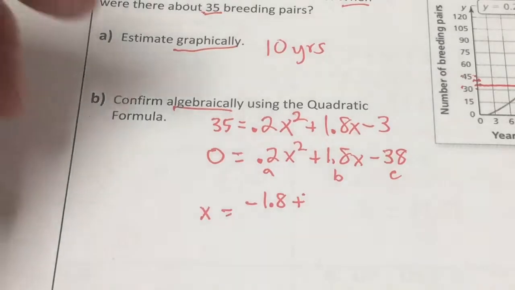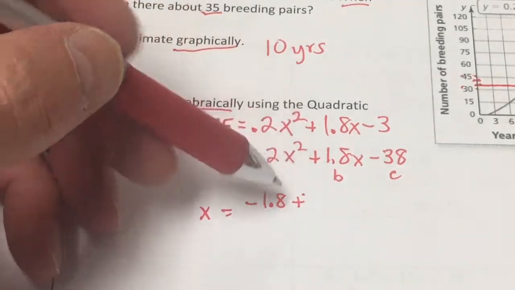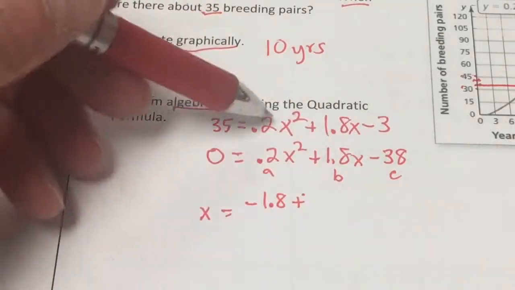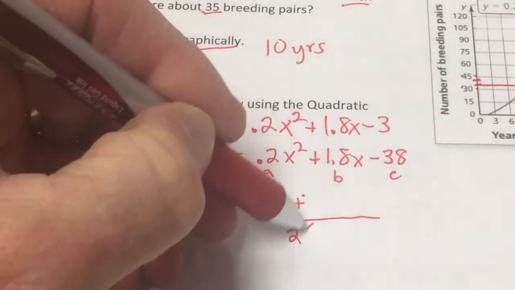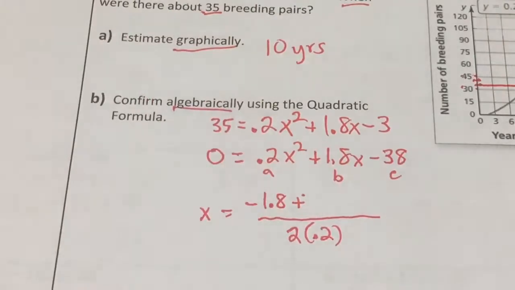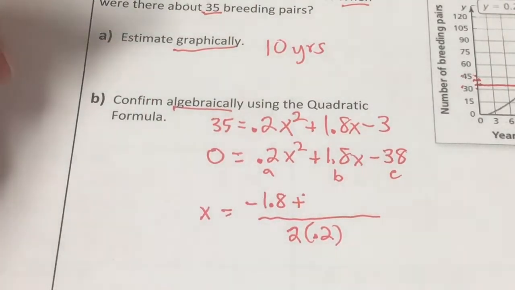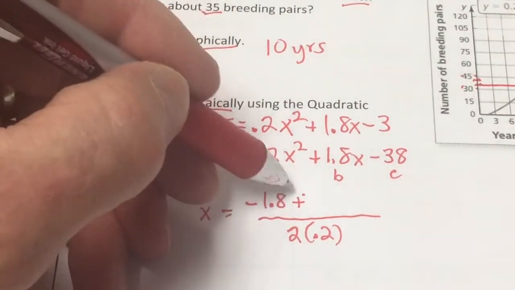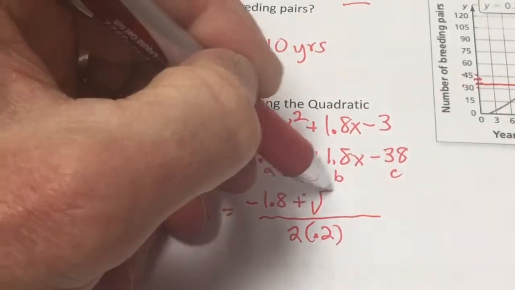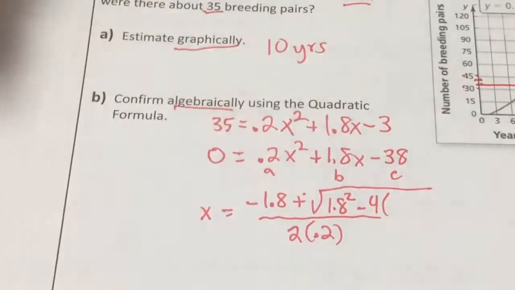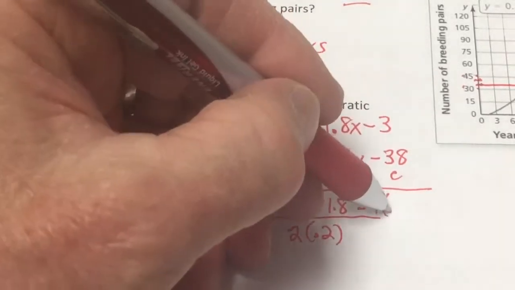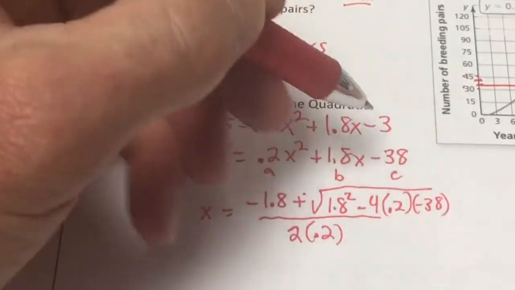And that's because we need to have a positive number. I can tell that my 2a, 2 times 0.2, is going to be a positive number. I can tell that. And so I'm not going to do the minus part. I'm just going to do the square root of b squared, which is 1.8 squared, minus 4 times a, which is 0.2, times c, which is negative 38.